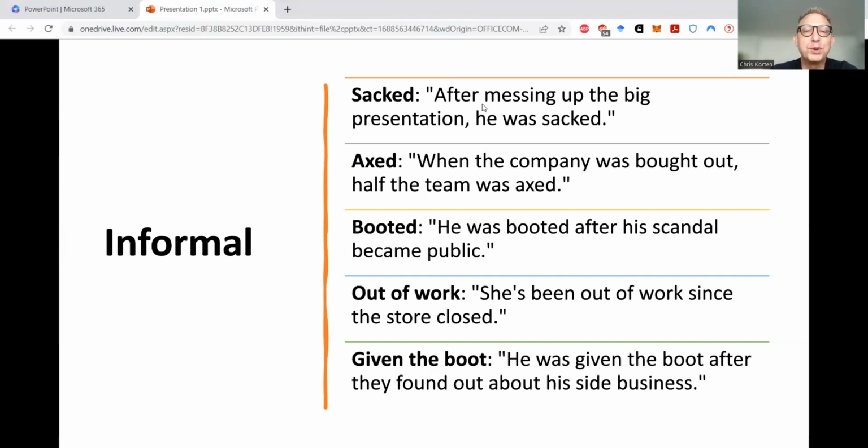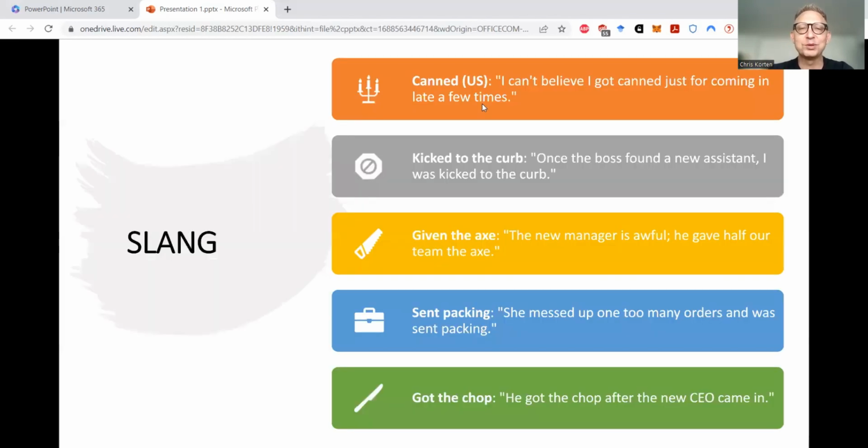And given the boot. Now if you're given the boot, you're kicked. So if you're given the boot, someone's kicked you, probably in the fanny, in the rear, and you're now on the streets. So you're no longer physically in the company. You've been given the boot. You're out of the physical office and therefore out of the organization. Booted means the same. Booted or given the boot.